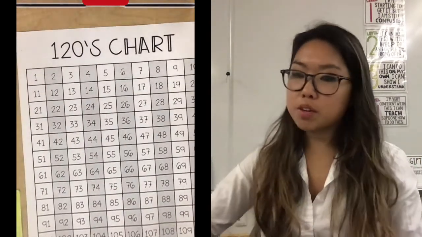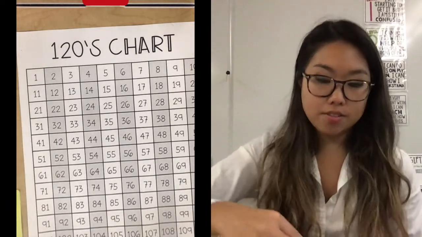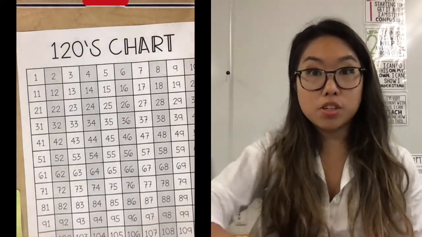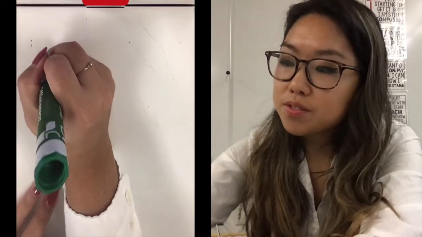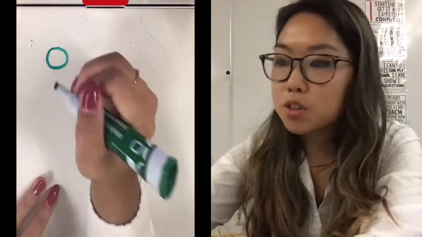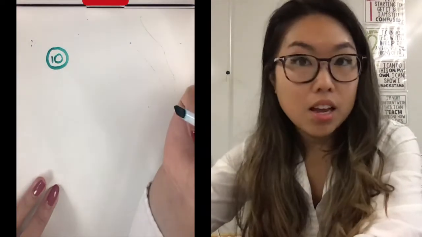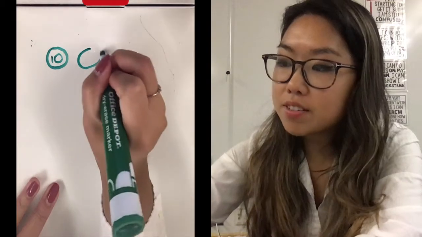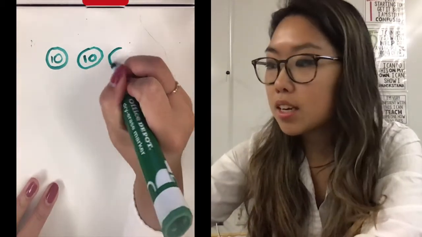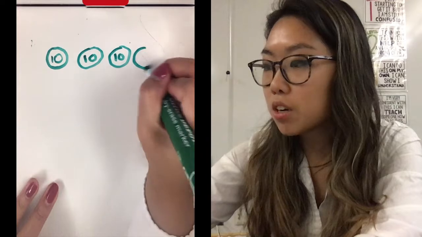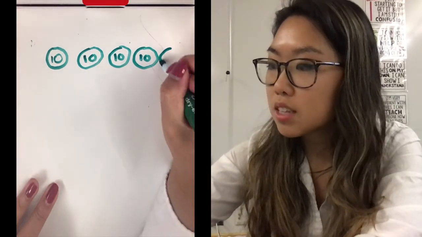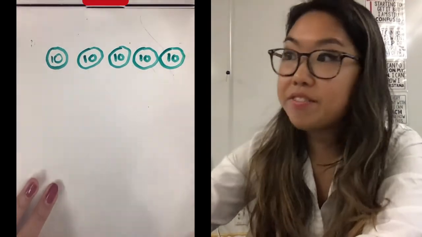Now you're probably wondering, but Miss Shi, you said if I don't have coins, there's another way you can do it. I'm going to show you that right now. If you don't have coins, you can draw a circle and label the inside of your coin. 10 is because a dime is worth 10 cents. So I could have 5 circles with 10 in the middle, and that would show I have 10 cents, which is a dime, and I have 5 of them.